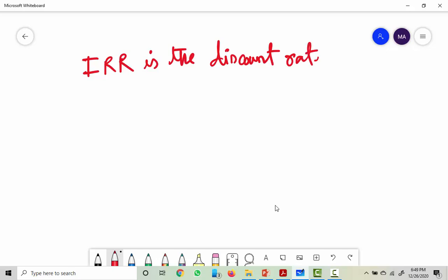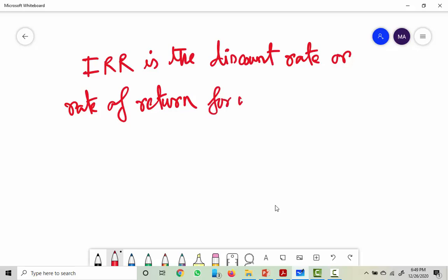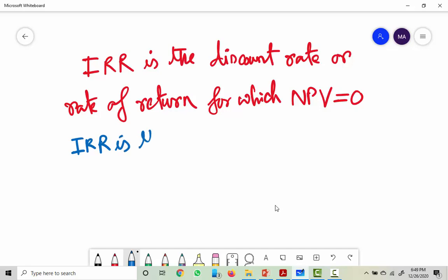Let me write it. IRR is the discount rate or rate of return for which NPV is 0. That means it is the maximum return that we can get from a project. So IRR is the maximum return.